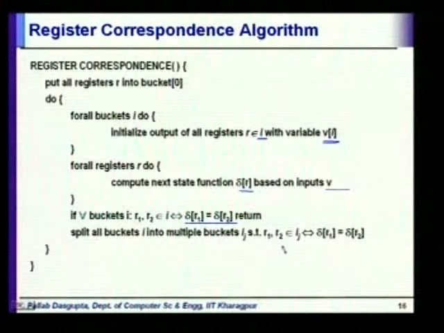Now what I want you to do is to ponder over this algorithm. What does this algorithm do? This algorithm has a set of functions, those are the next state functions. It has a set of registers. It initially assumes that all registers are equivalent, so it ties up their outputs. So for the same inputs it checks the next state functions.